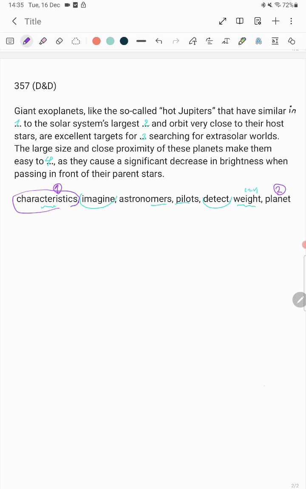Orbit very close to their host stars. Okay, and so target 4. After for we need a noun. After all of the prepositions we need a noun. Okay, after for, searching or plots. Searching doesn't fit. Okay, we have only astronomers.